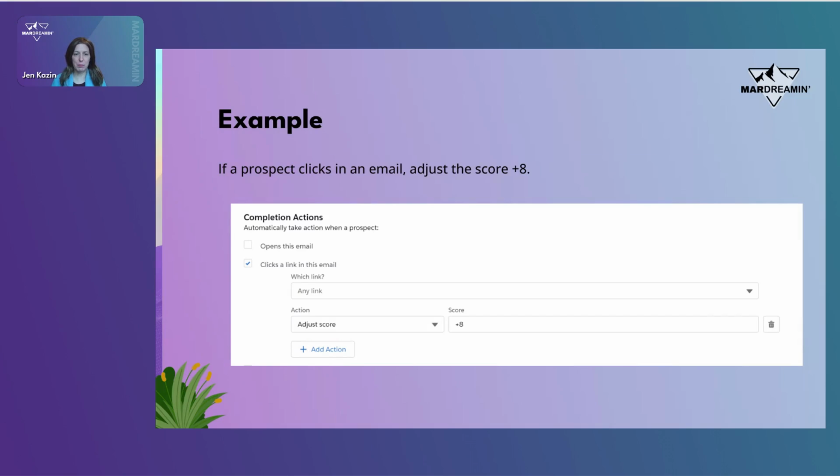Yep. And here's an example. If a prospect clicks in an email, we're going to adjust the score by +8. I had a previous example of a form. Here's an example of an email. So if they click on the link, any link, we're going to adjust the score by 8. And again, these completions are actions. This one is at the bottom of any type of email that you send.